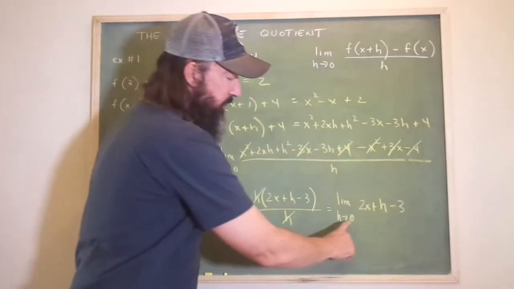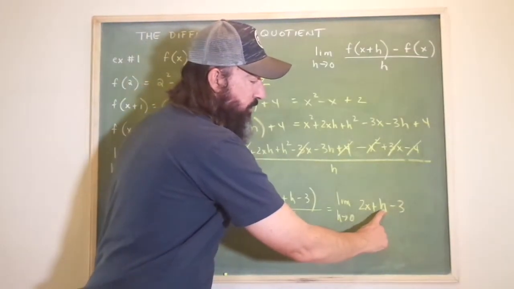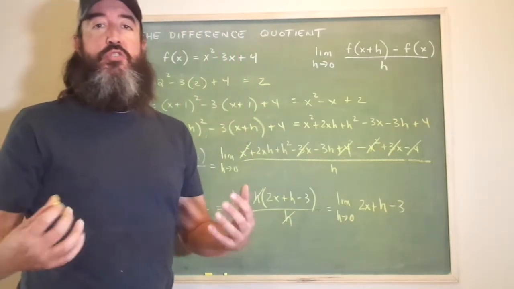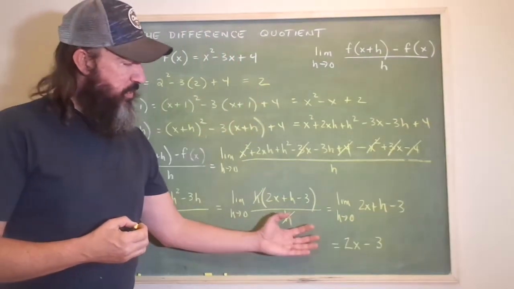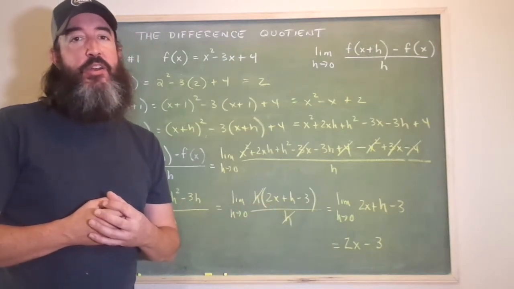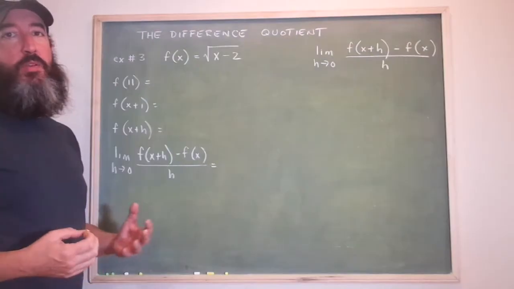Now I can safely plug in 0 and not worry about getting 0 in the denominator. If I plug 0 in for h, I'm left with my result, which is just 2x minus 3. This result of 2x minus 3 has much significance in calculus, and we'll be taking a look at that in our next lesson. Let's look at one last example.